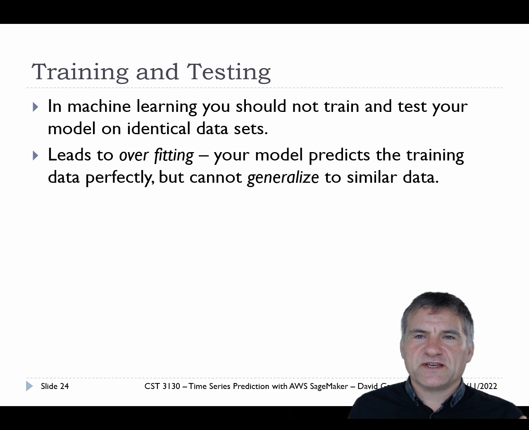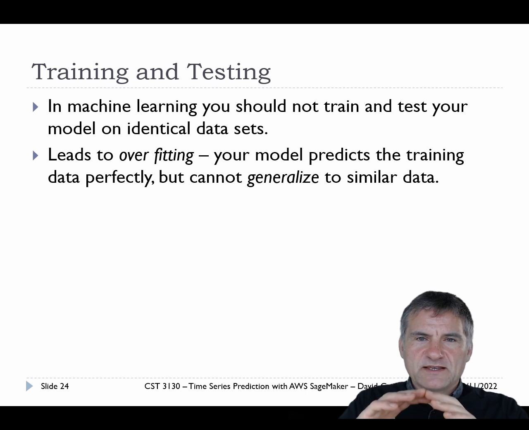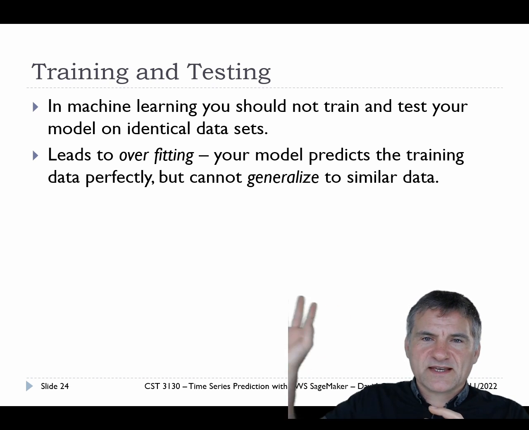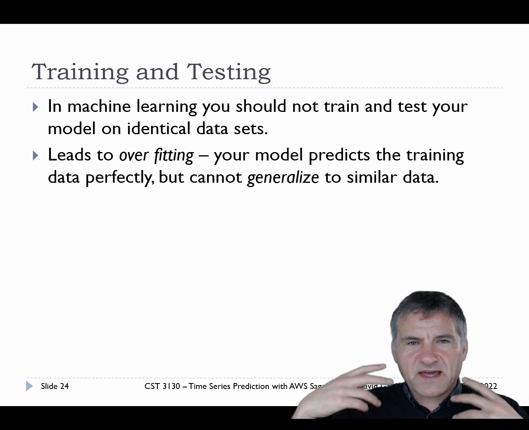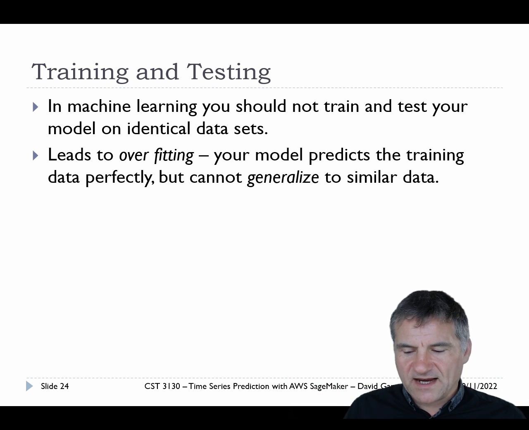We're not doing machine learning just so we have a compact representation of the data. We're doing machine learning so we have a model, and that model can then predict data it's never seen before, because it's managed to generalize patterns within the data that it has seen.